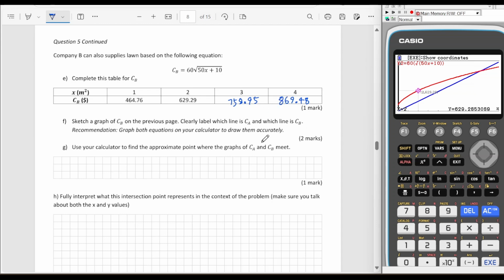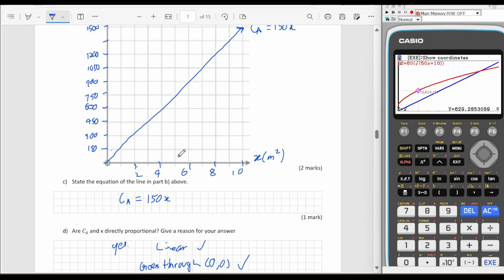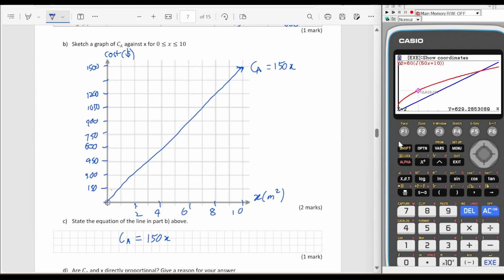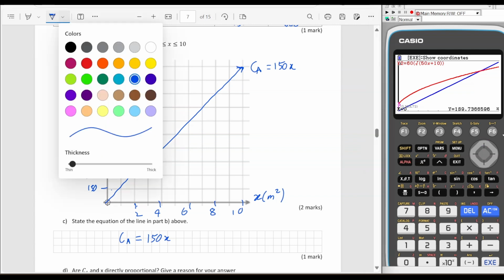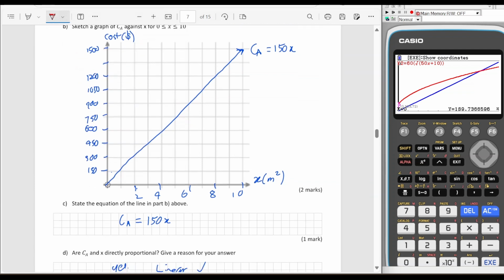Okay, sketch a graph. So just to be really precise, I'm actually going to trace every second dot. So on the red graph, 189.736. So for this one, that's going to be a little bit above there. So that's our first point. I'm going to trace 2 and see what we get. This is 629.28. Should be about there for 2.